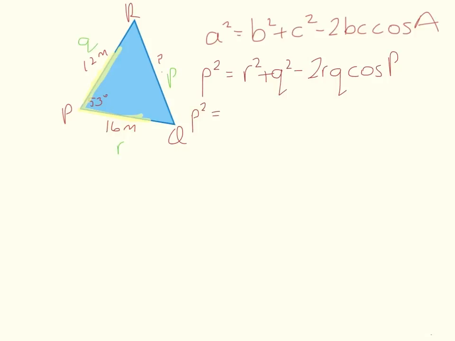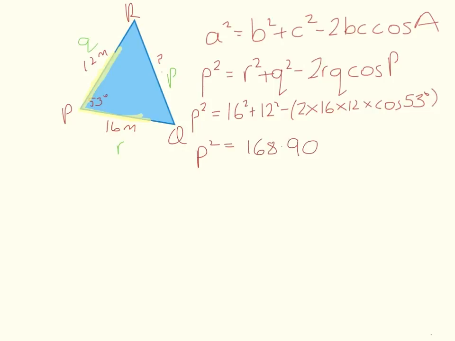Then we're going to substitute in our values. P squared equals 16 squared plus 12 squared take away 2 times 16 times 12 times cos of 53 degrees. So that will be equal to 168.903, and I'll take the square root of that to find out my corresponding length for P.